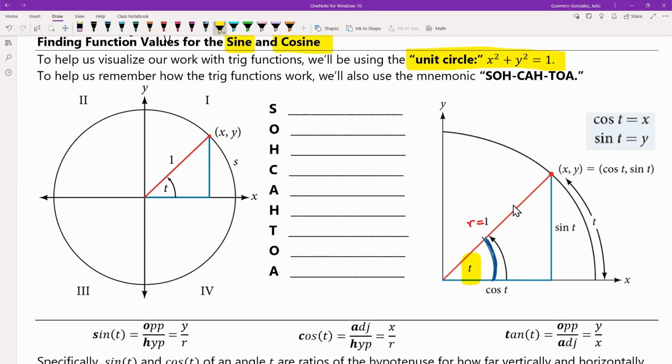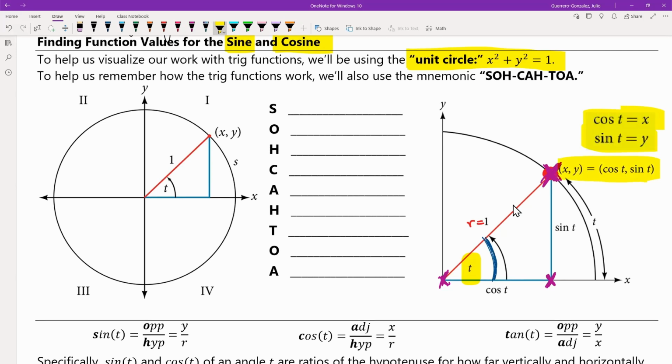Then the cosine of that angle t is defined to be the horizontal distance to get to this point on the unit circle. Got it? Sine of t is defined as the vertical distance to get to that same point. So that gives us this definition right here, that the cosine is basically your x measurement and the sine is basically your y measurement, or you can remember it this way as the ordered pair.